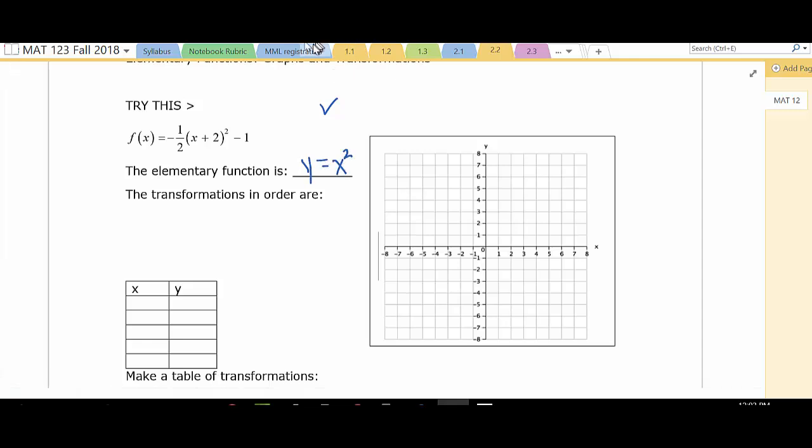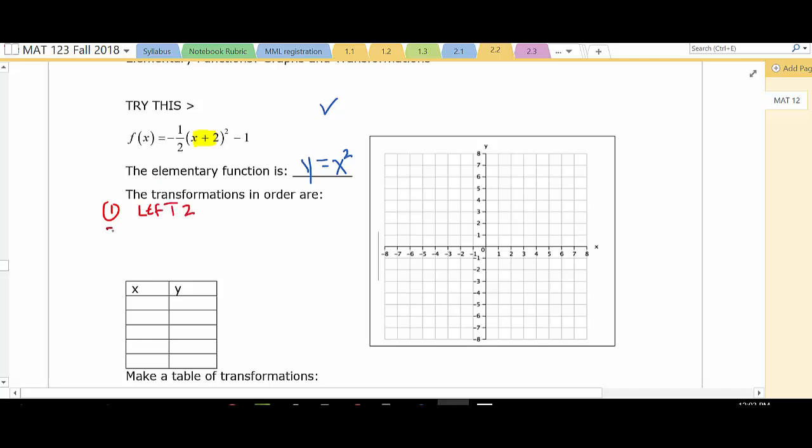Now let's see if we remember this. This is what you're trying to learn. What does the plus 2 do? That's inside squaring. If it's inside squaring, we said left, right. So what does that do? That goes left. And we're going to put these in order. So the first thing you want to write down is we're going to go left 2.